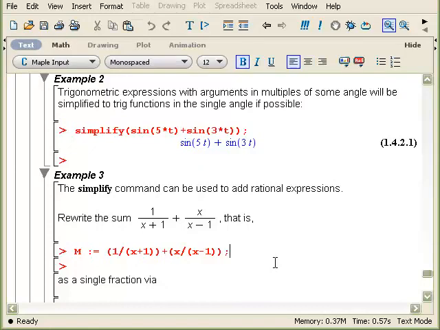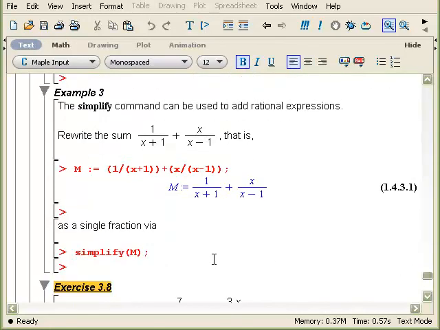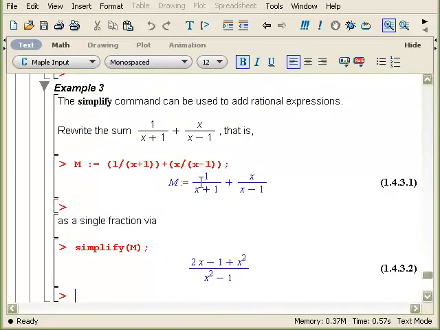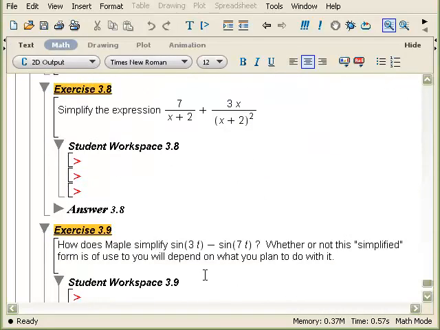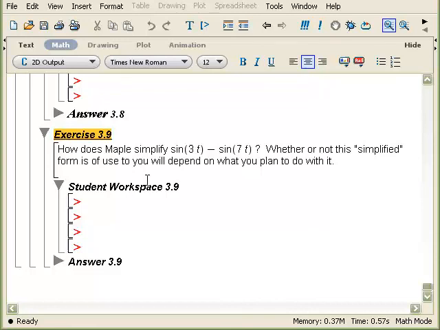Okay. If m is like that, then simplification of that means putting together and maybe cancelling out certain common factors from the numerator and denominator. Please do this exercise.